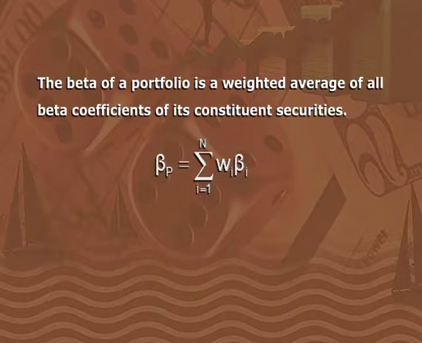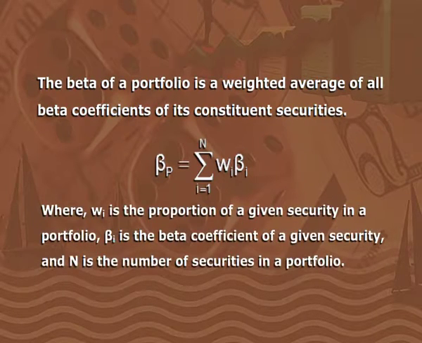Beta of a portfolio is equal to the summation of Wi Bi, where i ranges from 1 to n, where Wi is the proportion of a given security in a portfolio, Bi is the beta coefficient of a given security, and n is the number of securities in a portfolio.